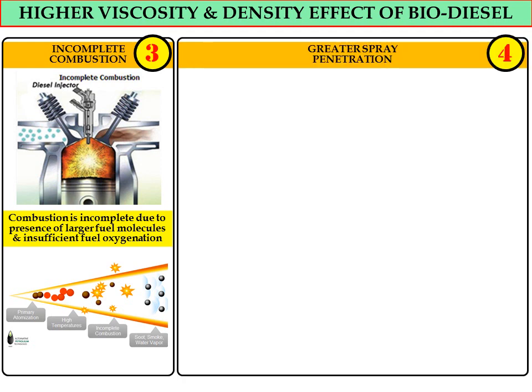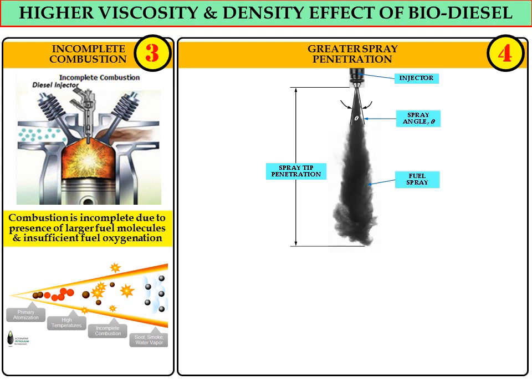Effect number 4: due to the higher viscosity and also density, biodiesel fuel will cause greater spray penetration. In order to understand the statement, we need to know the characteristics of fuel spray. In the figure we have the injector. Theta represents the spray angle. Then we have the fuel spray. Tip penetration is the distance from the injector tip until the end of the spray.